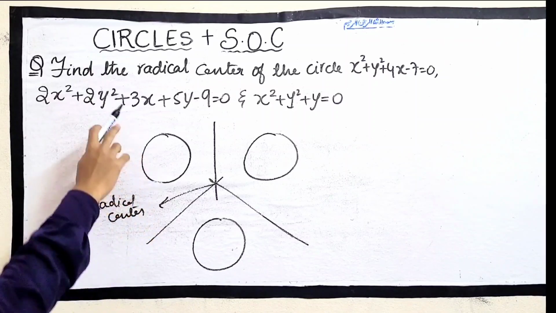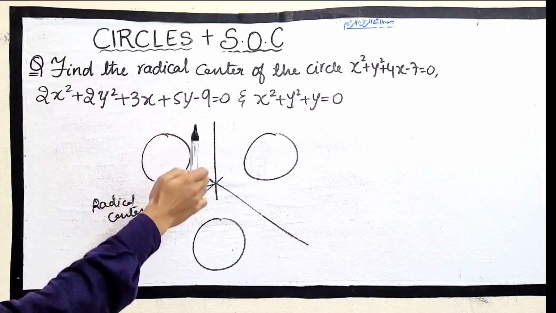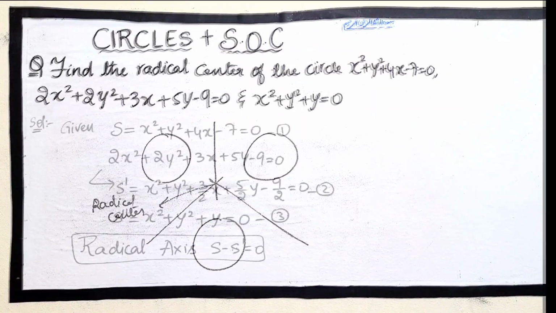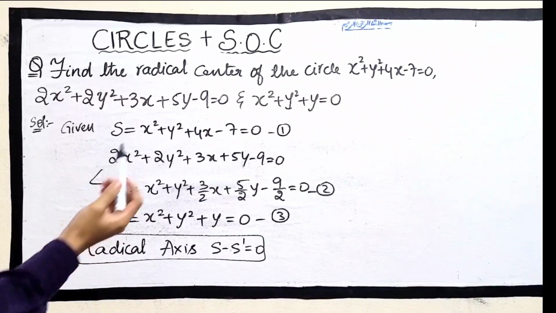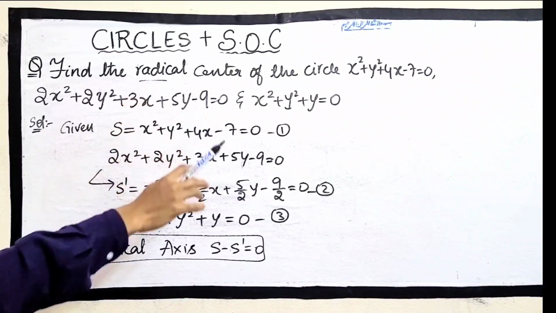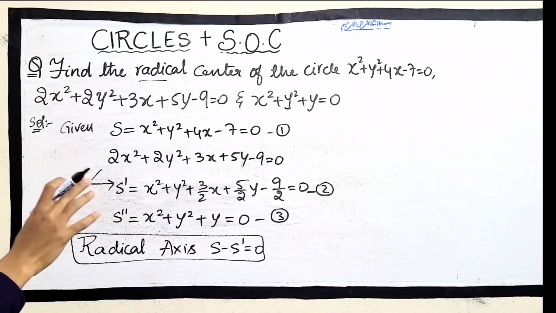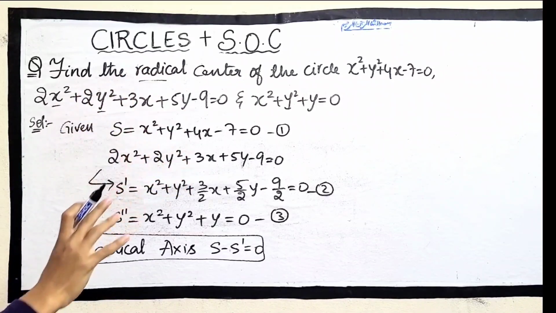Even in the question they will give the three equations of the circle. This is the first, second and third. You just need to find the radical center now, which is a very easy and very important question. So let us solve. Here the question says find the radical center of the circles, where the three different equations of the circles are given. But you have to check that the coefficients of x square and y square are the same in all the given equations.